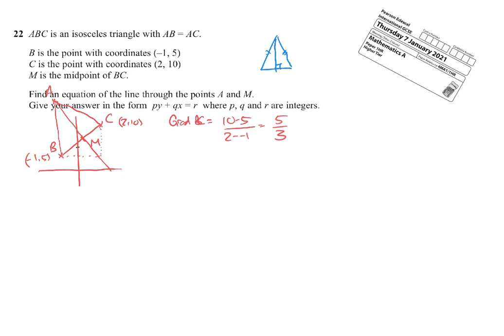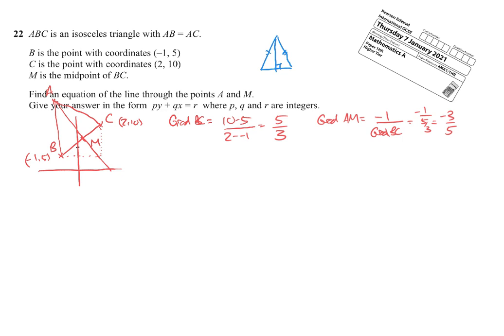Now I want the gradient of my perpendicular AM. The gradient of AM is going to be the negative reciprocal of the gradient of BC. So that's the negative reciprocal of 5/3. If you're doing the negative reciprocal of a fraction, you just turn the fraction upside down and change the sign. So we've got negative 3 over 5. That's the gradient of my line AM.